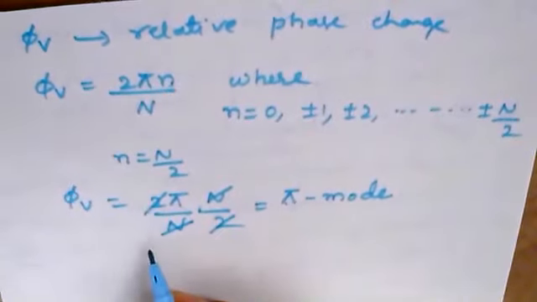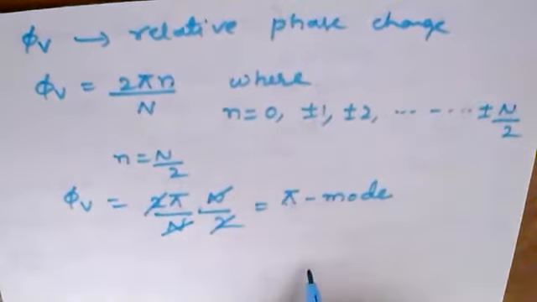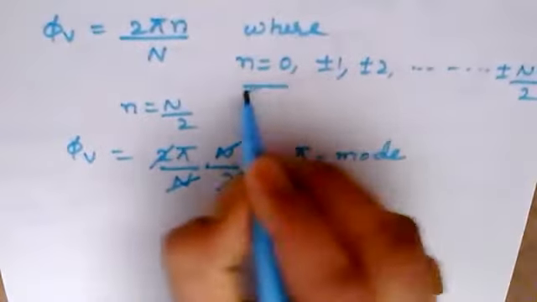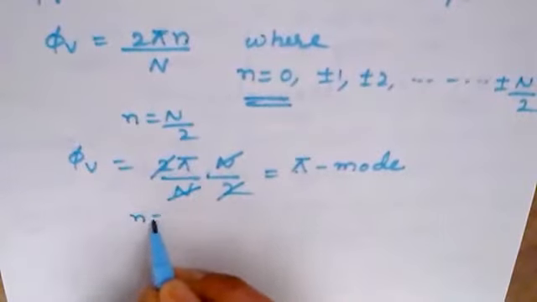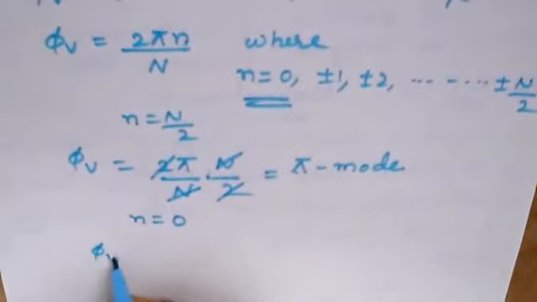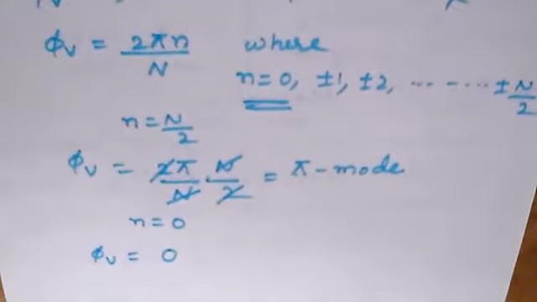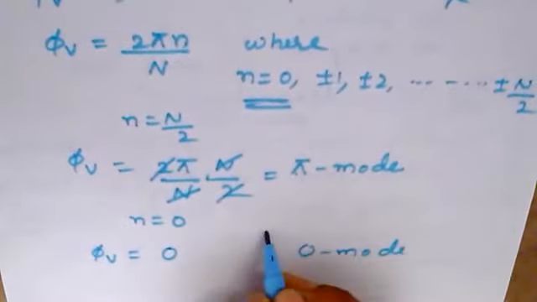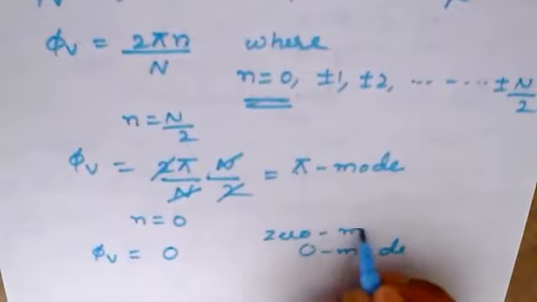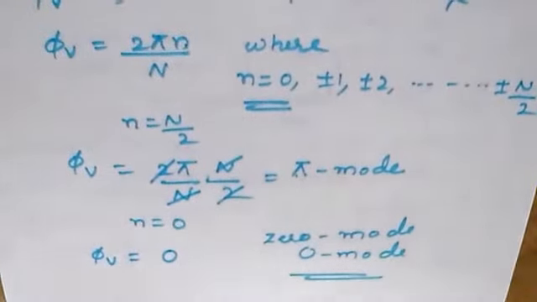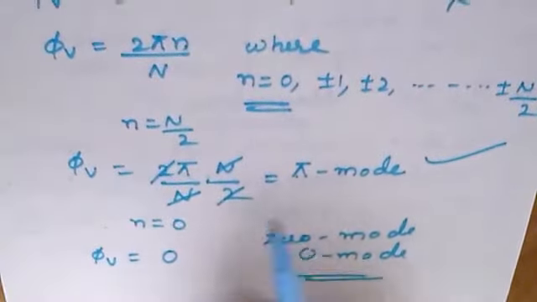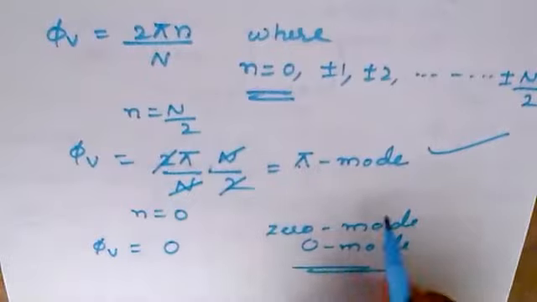Now there is one more category where n can take the value 0. If we substitute n equal to 0, then phi v will be equal to 0 here, obviously. Then it is said that the magnetron is operating in zero mode. Normally, this is not preferred, so we will be trying this in pi mode. Pi mode of operation is the standard mode in which we can operate this.